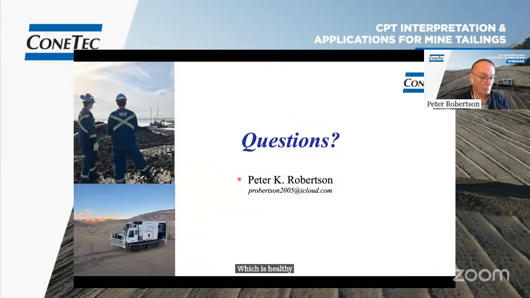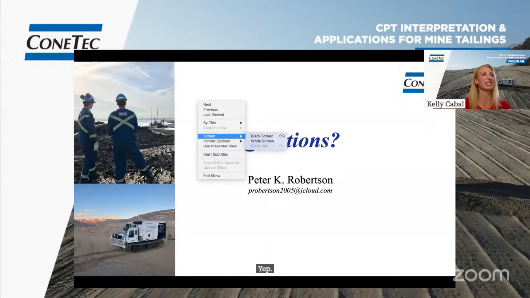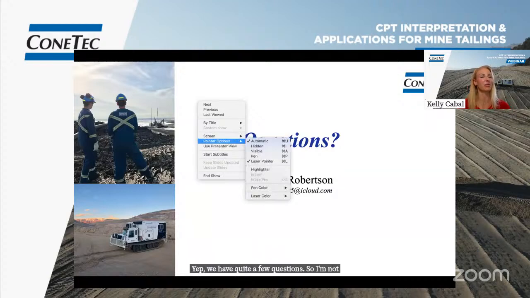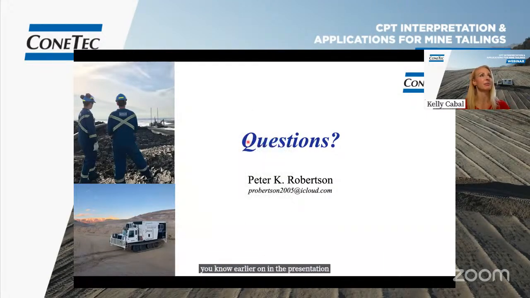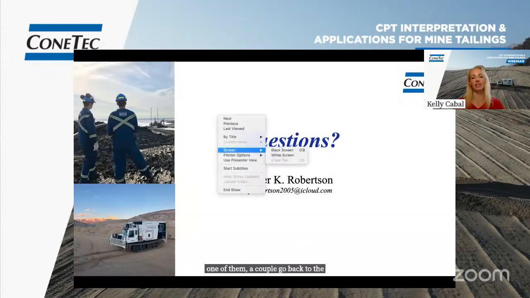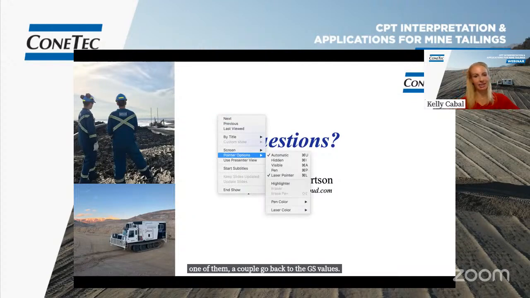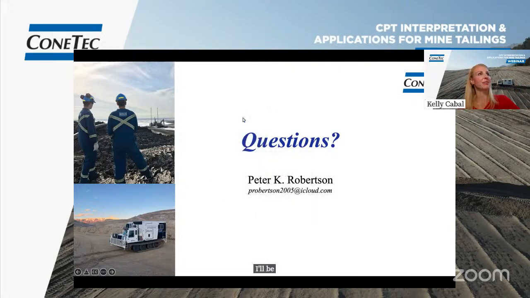So I know I've gone a little bit over time, and hopefully we'll have some time to answer questions. Kelly. Yep, we have quite a few questions. So I'm not sure if you can see some of the open questions. They started earlier on in the presentation. A couple go back to the GS values. Are you able to see the questions? If I can get rid of my pop up, or if I get rid of my laser pointer, I'll be good. Oh, there we go.